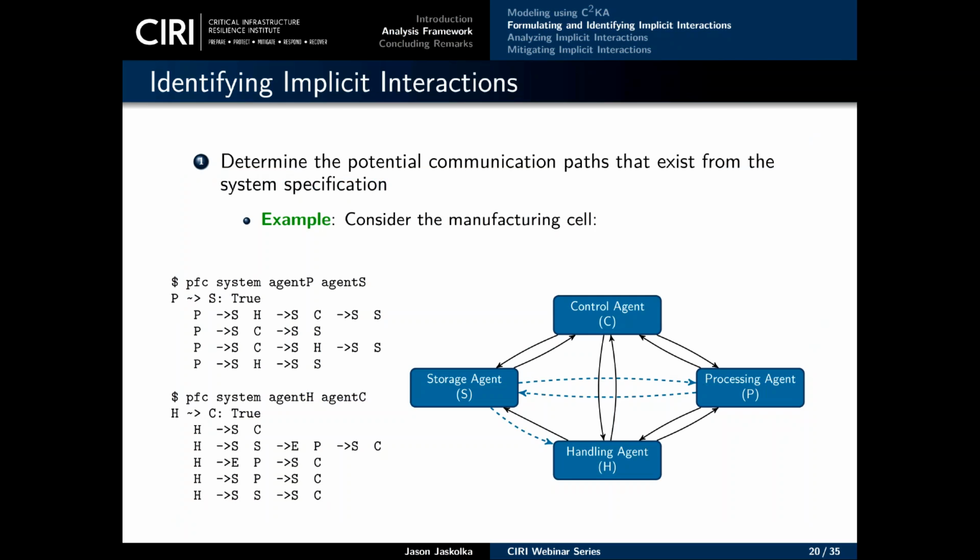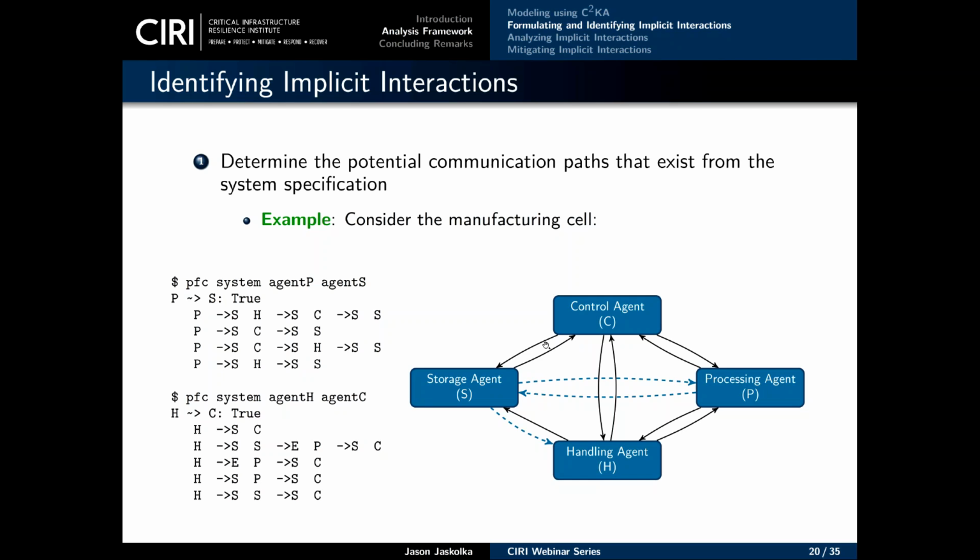The first is to determine the potential communication paths that exist from the system specification that we have. So this is using the system model that we have. We first make a communication graph that looks something like this down in the corner here. And what this does is it represents the ability for each of the agents in the system to communicate with one another. So on this diagram, solid lines represent the ability to directly communicate.